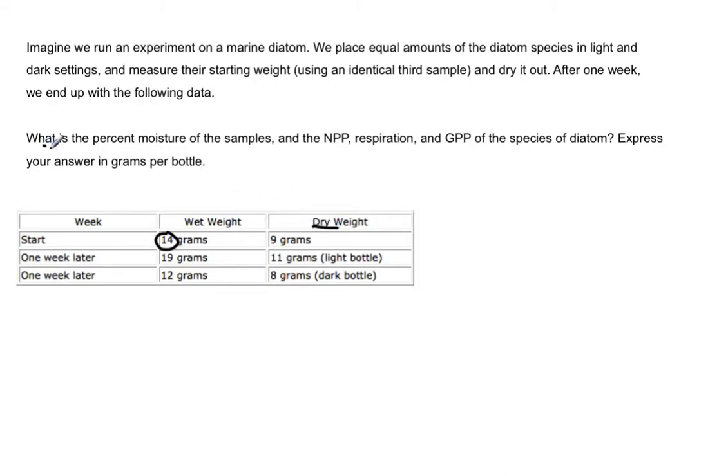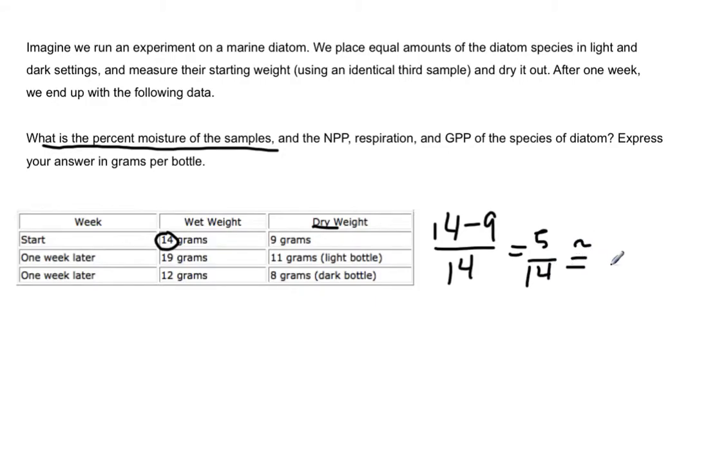The first one is, what is the percentage moisture of the samples? So what it asks you to do is how much of this is actually just water. When we're looking at NPP, we really want to look at how much glucose it made, not water. So the way I did that first is I just used my initials. So I took my wet weight and dry weight. So I took 14 minus 9, and I took it over my wet weight, which is 14. And that gave me 5 over 14, and that's approximately 36%. So 36% of this is water.